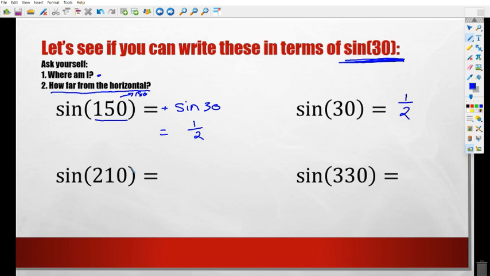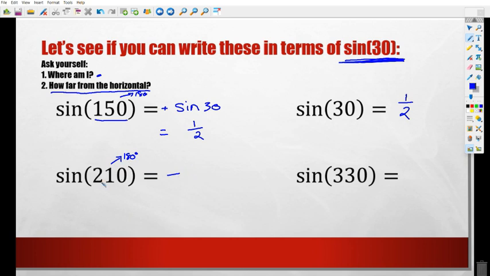Cool, I didn't use my calculator. Now if I look at sine of 210, where am I firstly? I'm in quadrant 3. Sine is positive or negative there? Negative, so immediately I'm going to put a negative there. Then I ask myself, what is my closest horizontal to 210 degrees? Is it 360 or 180? My closest horizontal is 180 degrees. So how far is 210 degrees from 180 degrees?